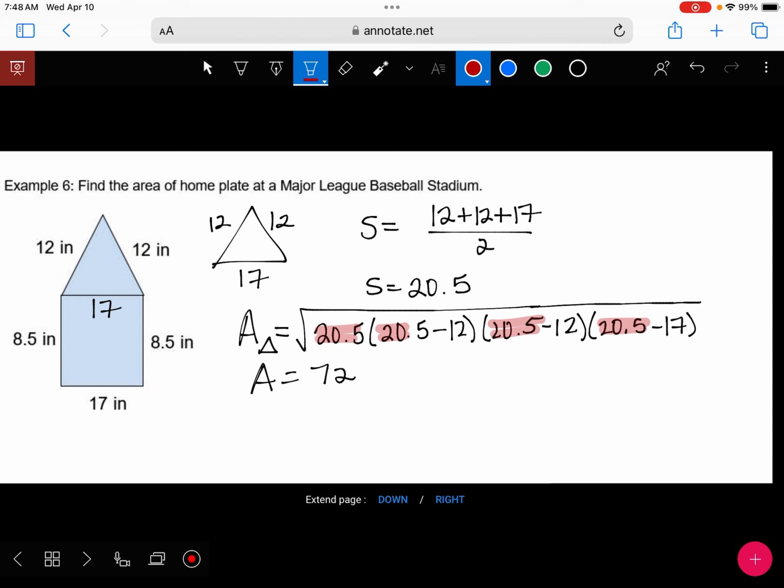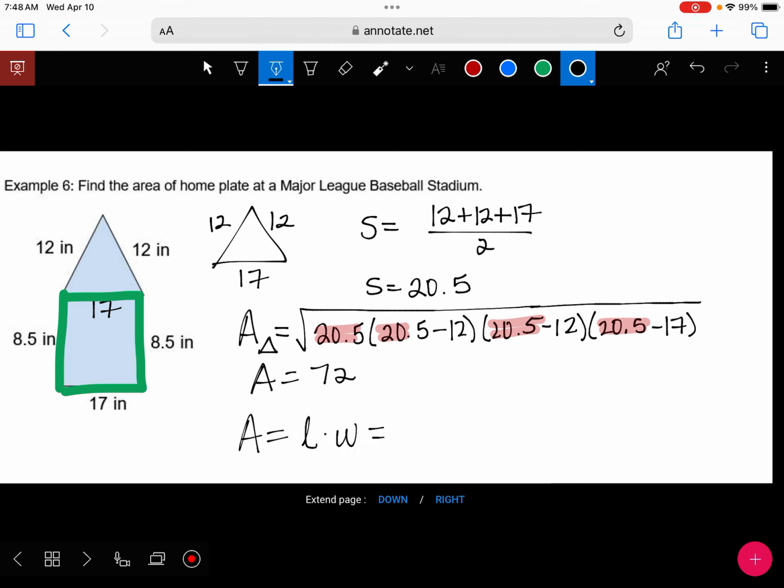And then who remembers how to find the area of this rectangle? How do you find the area of a rectangle? Anybody remember? Length times width. So for this piece, this is a rectangle, area would be equal to length times width, which is 17 times 8.5. Go ahead, type that in your calculators. And to get the total area, you would add those 2 together.